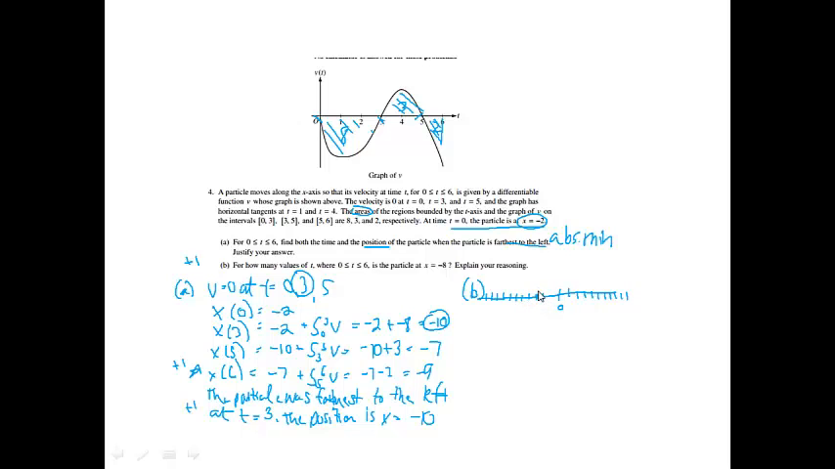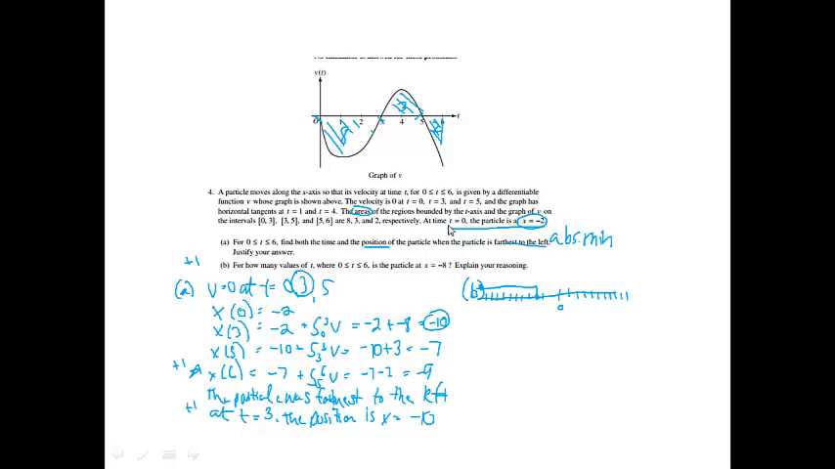What's going to be happening to this particle from 0 to 3? It starts at -2. From 0 to 3, the particle ends up going to the left 8 because the area under the curve is negative. So if I go to the left 8, notice I'm now at -10.